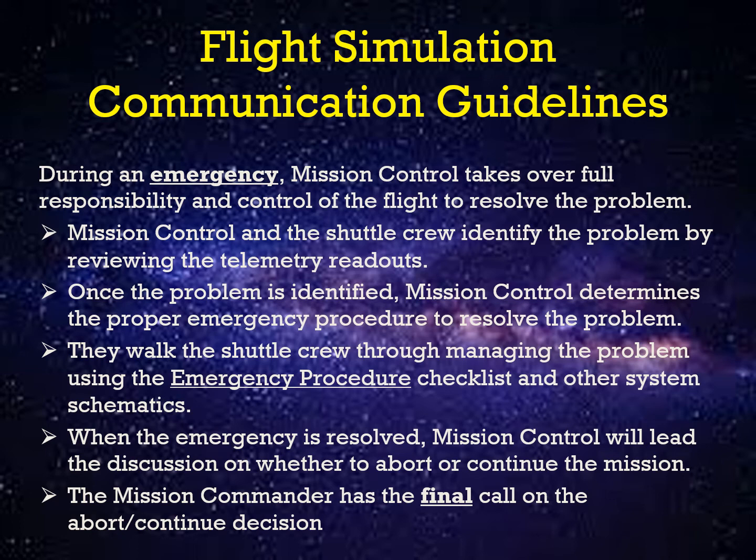So once it's identified, Mission Control will look in the emergency procedures checklist manual to try and locate an emergency procedure identifying that particular problem. If they find one, they will then walk the shuttle crew through managing the problem by reading the checklist to the shuttle, mainly to the flight engineer and the pilot, and the mission commander, because his switches may come into play, and having them change switch settings either from their current state to off or to on, depending on how it is, or to a high or low speed.